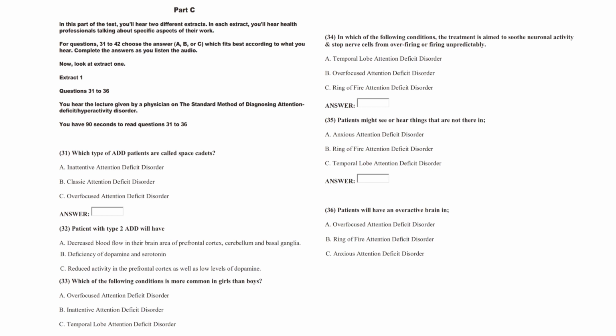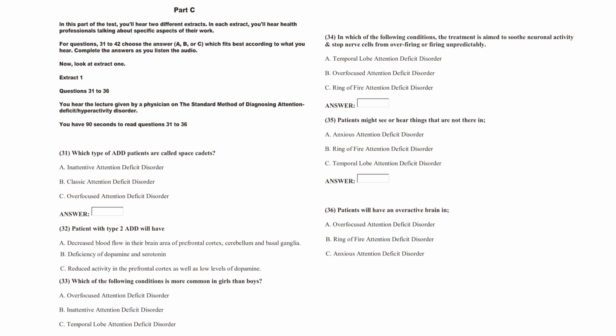People with inattentive attention deficit disorder are often described as daydreamers, space cadets, and couch potatoes. This type is more common in girls than boys and is often diagnosed later in life because people with type 2 inattentive attention disorder don't have behavioral problems. People with this disorder have reduced activity in the prefrontal cortex as well as low levels of dopamine.